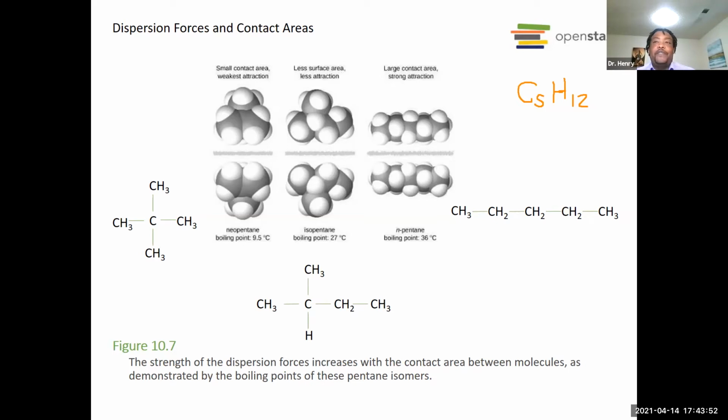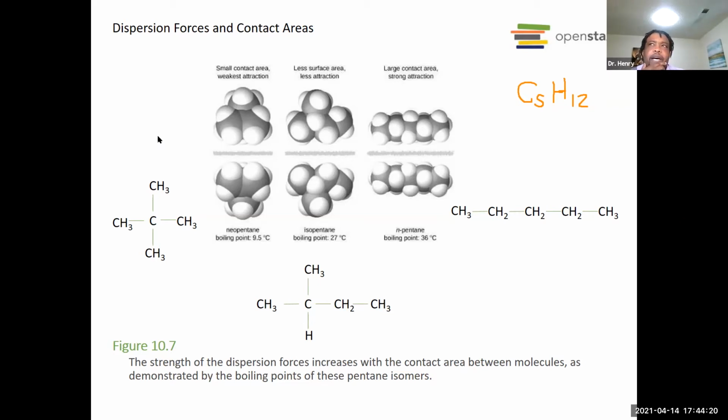So the contact area. If we take a look at this, we have this carbon basically shielded by all the other carbons on the outside. So it has less contact area than this hydrocarbon here, the isopentane. In this case, we have 3 of the carbons kind of shielding that center carbon, but we still have a little more room with just that hydrogen there, right?